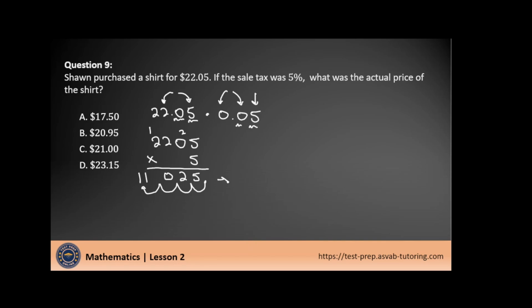So I do that and I get $1.1025. That's what we paid in tax. So to find out how much we paid in total, we're going to add that to the sale price of the shirt. 22.05 plus 1.1025.